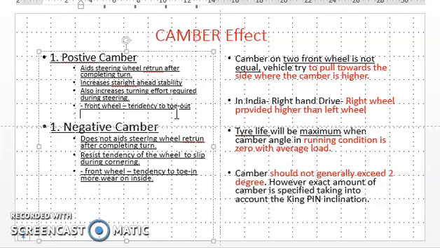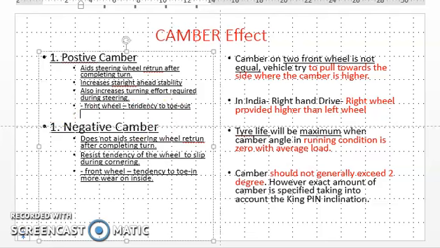It is observed, and preferred, that in a left hand drive vehicle, as in the USA, the camber is provided higher to the left front wheel as compared to the right front wheel. Now we will see the maximum tire life. It is possible when, during running conditions with average load, the camber is 0. The camber angle should be 0.